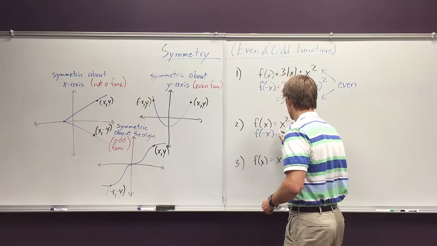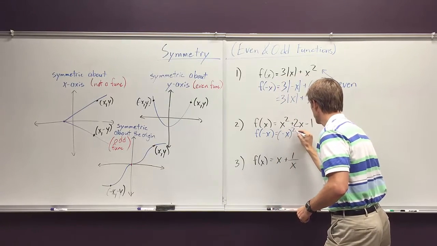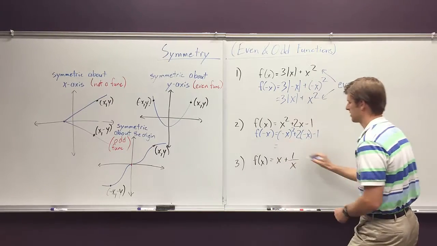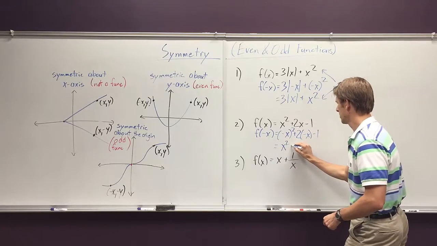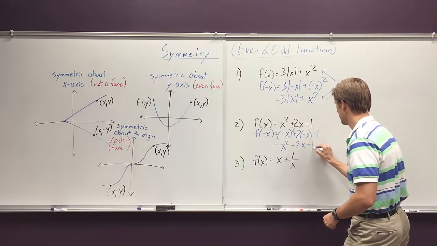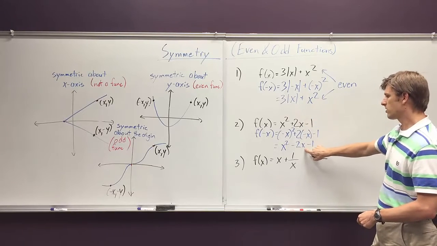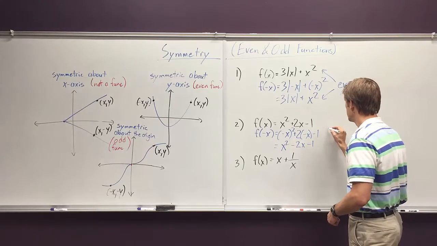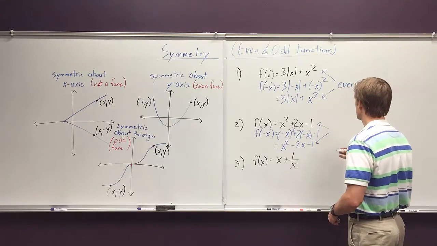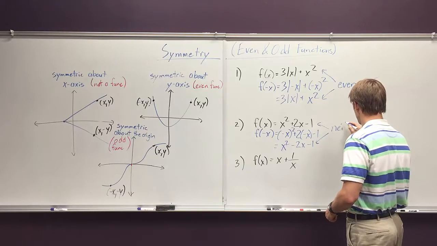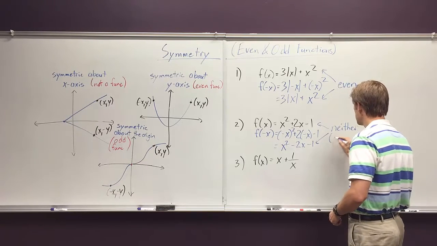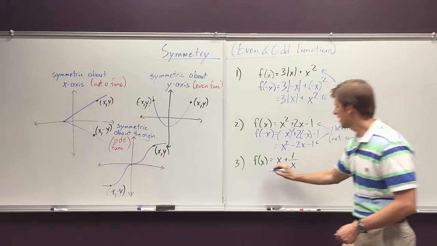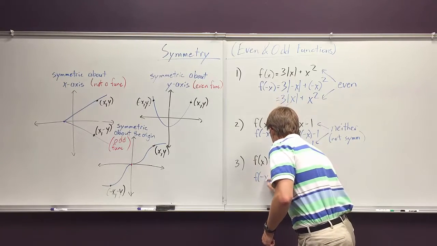f of negative x, so that's negative x squared plus 2 times negative x minus 1. Negative x times negative x is x squared minus 2x minus 1. These aren't the same, and they aren't the negative of each other. So these are neither even nor odd. So you could say neither, or you could say not symmetric.